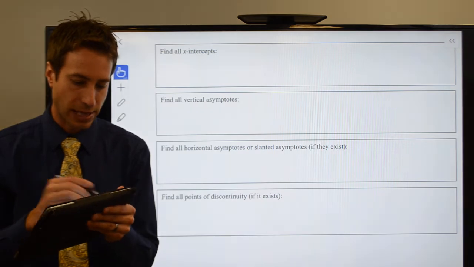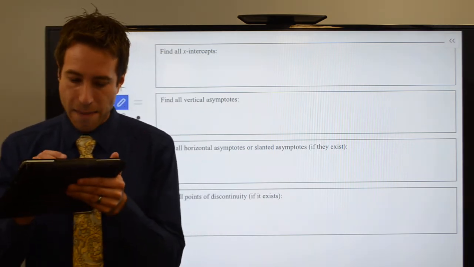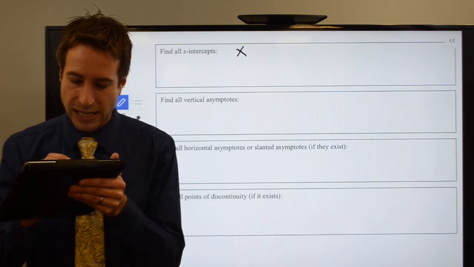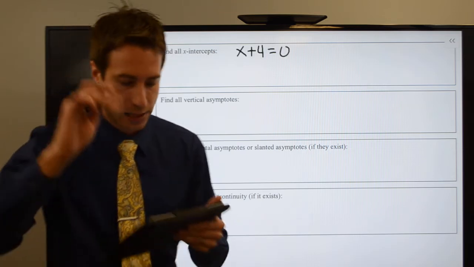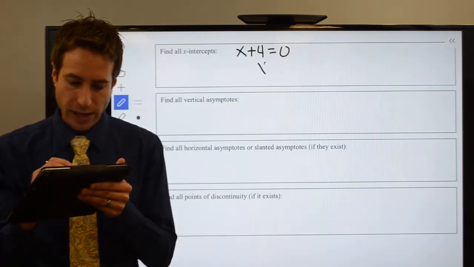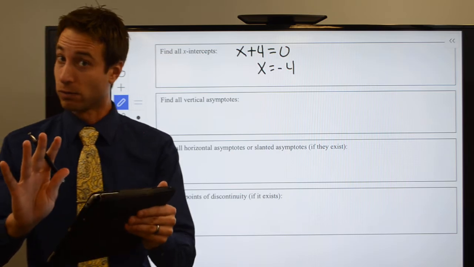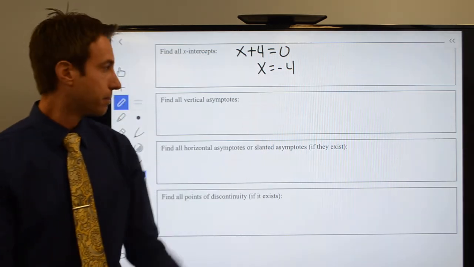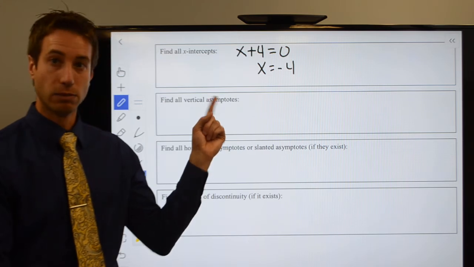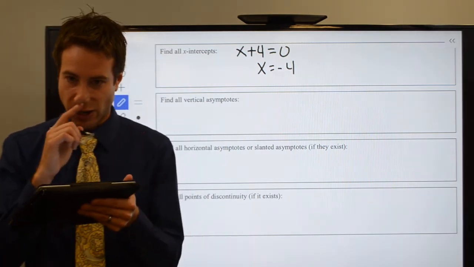Start with the x-intercept. We know the x-intercept is going to be whenever the numerator is equal to 0, and my numerator for this function is x plus 4. So we'll set that equal to 0, right? x plus 4 equals 0. Subtract 4 to the other side. Look at that. It looks like I have an x-intercept at minus 4. Okay, great. Vertical asymptote comes from setting the denominator equal to 0.